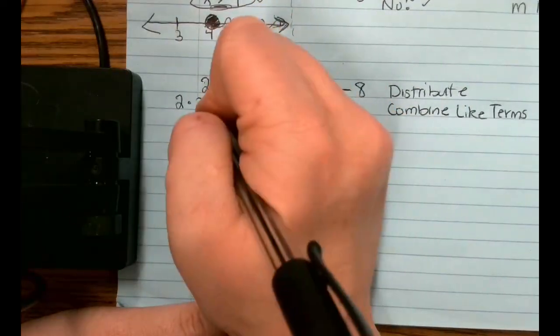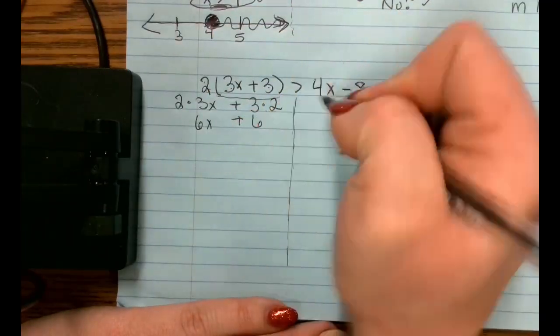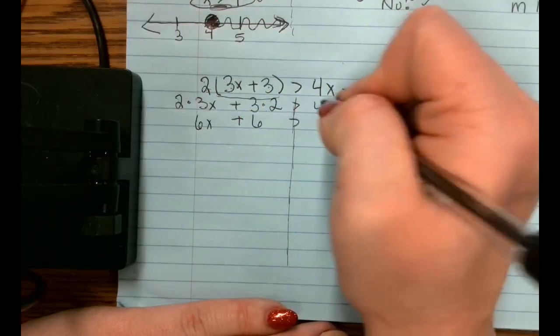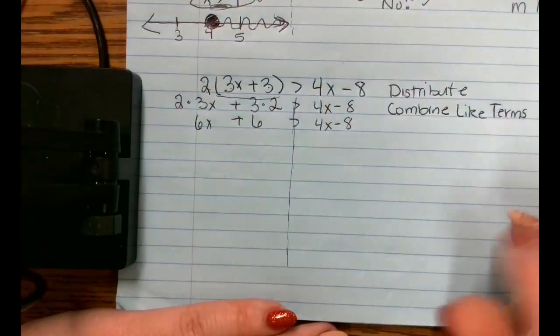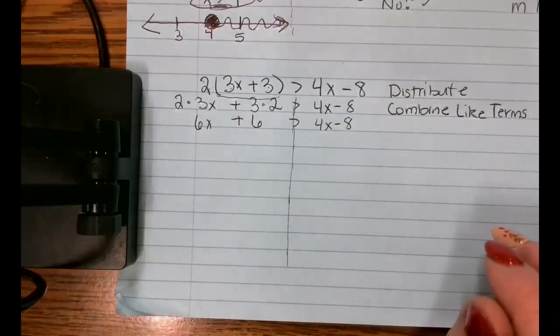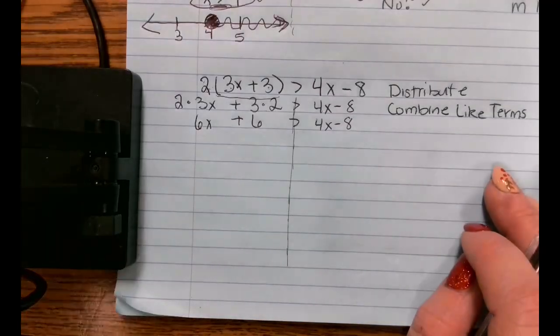So 2 times 3x is 6x. 2 times 3 is 6. And then all of this other stuff gets brought straight down. And I know it's a little obnoxious to write it twice, but that's good math. It's kind of like having good English grammar. I know it's an extra step, but it makes it look nice and it'll help you when you're doing geometry.